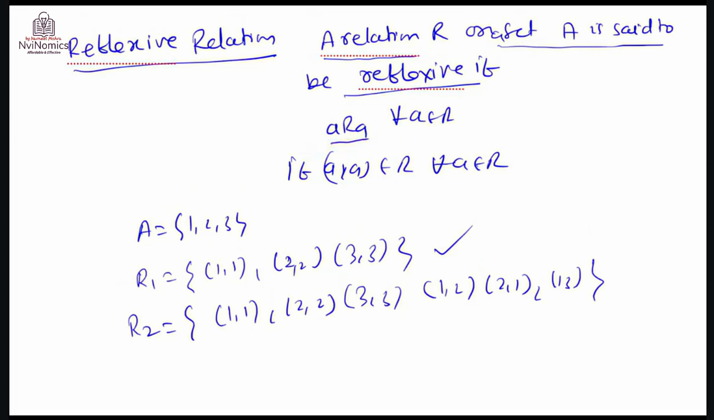अब इसमें क्या देखना है? अब देखो 1 है 2 है 3 है. 1 is related to 1, 2 is related to 2, 3 is related to 3. Yes, we don't care about any other things. हमें जो कंडीशन है वो सेटिस्फाई कर रहा है कि नहीं करना. If it is yes, then it is going to be a reflexive relation. So it is a reflexive relation.